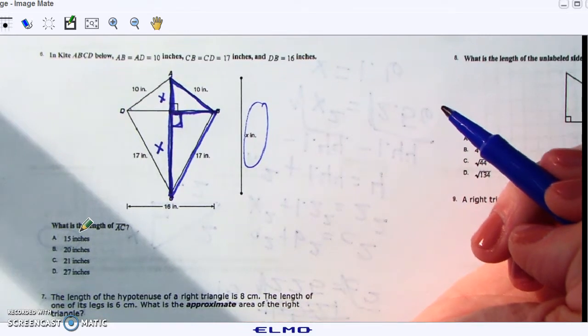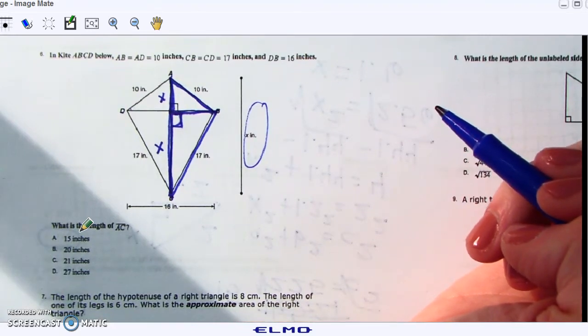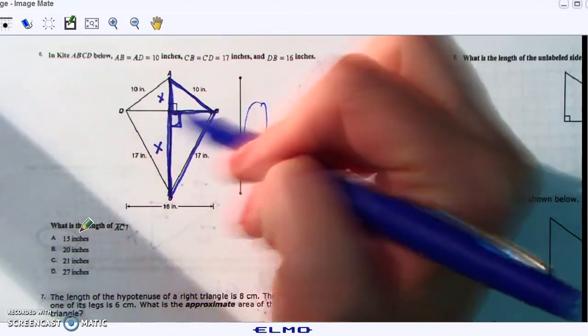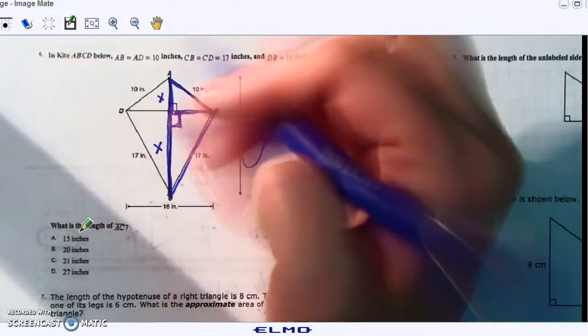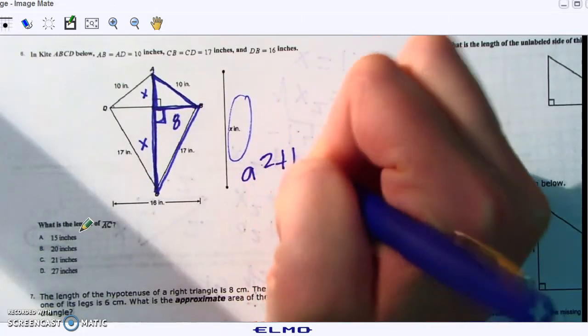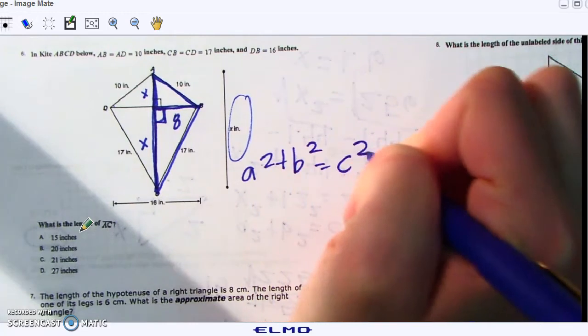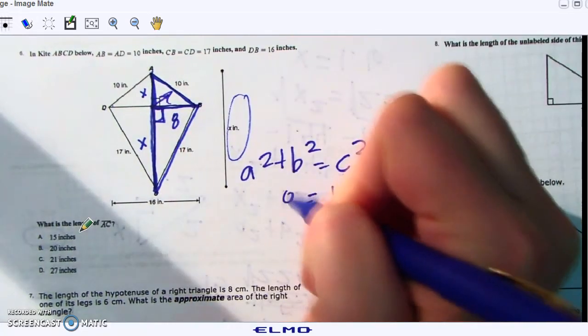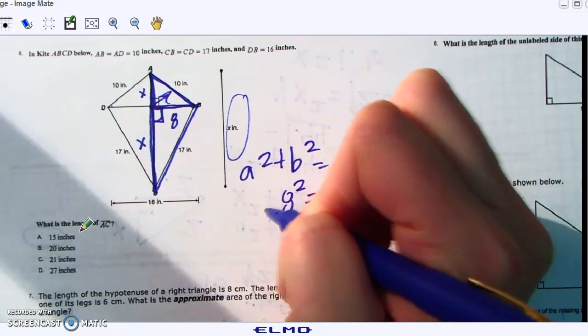So let's start with this right triangle up here. If the whole thing is 16, then I think half would be 8, right? So I have a squared plus b squared equals c squared. C across from the right angle is going to be 10. One side is going to be 8.